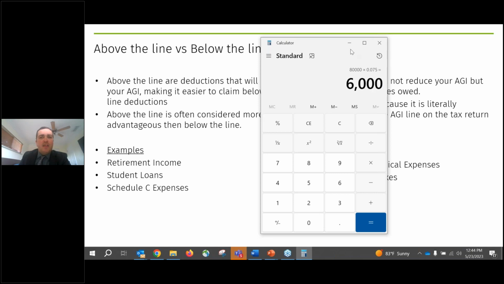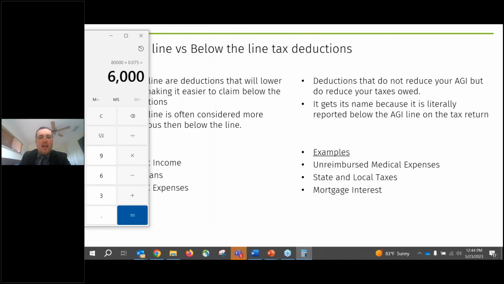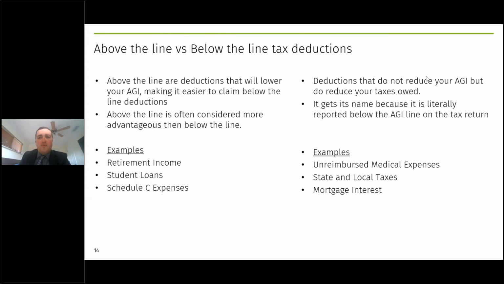And if we look at some of the below the line items, these are not going to reduce your AGI, but these are going to be items that are still going to reduce the tax return. And these are the three items that we looked at today: the unreimbursed medical expenses, the state and local taxes, and the mortgage interest. Most items located on the Schedule A are going to be those below the line deductions, but always be on the hunt and make sure that you are getting all of the above the line, as there's a trickle down effect that can help some of these items in particular when it comes to medical expenses.